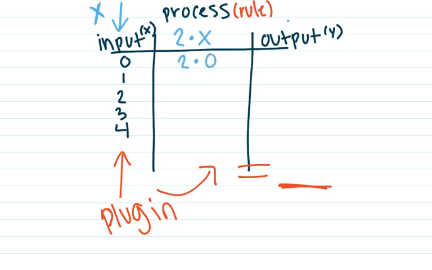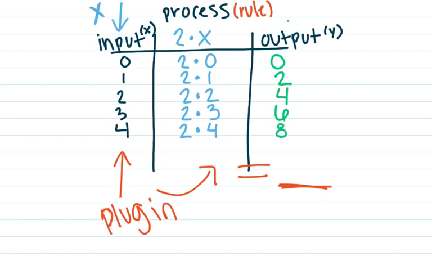So 2 times 0 is 0. So it's going to spit out that answer of 0. Next one, 2 times 1 is 2. 2 times 2 is 4. 2 times 3 is 6. And then 2 times 4 is 8.